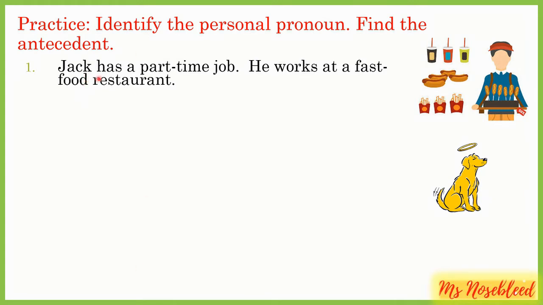Jack has a part-time job. He works at a fast food restaurant. Okay, this is very easy. Can you find the pronoun? That's right. He. And what's the antecedent? Yes, it's Jack. Okay, very good, because he refers to Jack. He replaces Jack, right? All right, good.